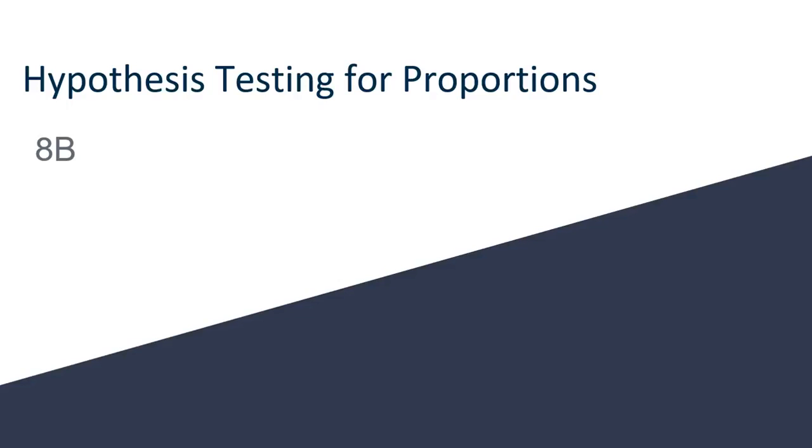8B, hypothesis testing for proportions. So we've looked at the general hypothesis testing procedure, like what are we actually doing? Last lesson we talked about how to write the null and alternative hypotheses. So now we're actually going to perform a hypothesis test.